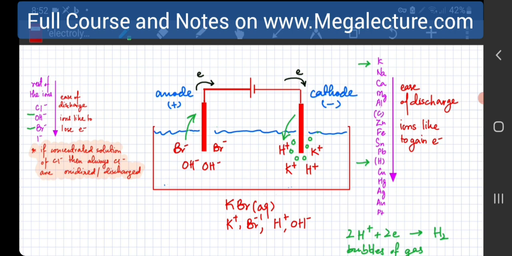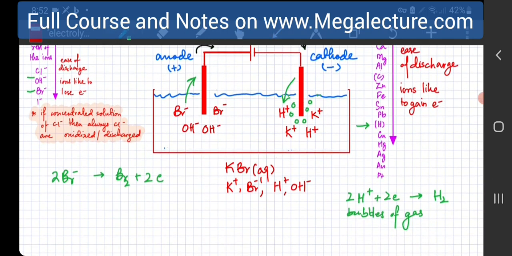And your equation at the anode would be that Br-1 would lose one electron, and it will form a neutral Br atom, but it's diatomic, so you're going to double it. Two Br atoms are going to be produced, and they would end up forming a Br2 molecule. Now, Br2 is a volatile, red-brown liquid. That means it's got a very low boiling point. So you're going to notice vapors of bromine that are going to be formed.